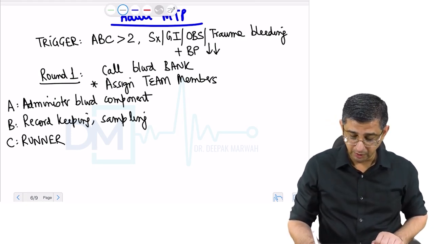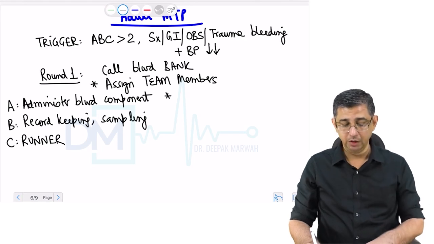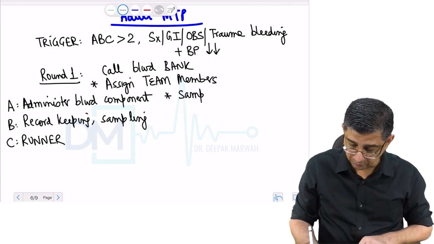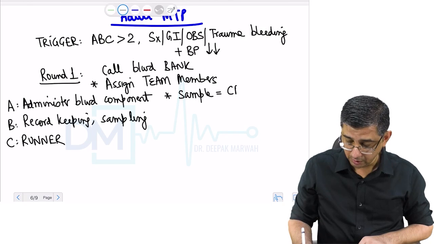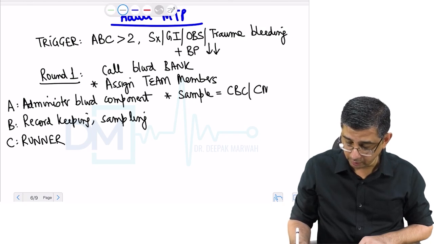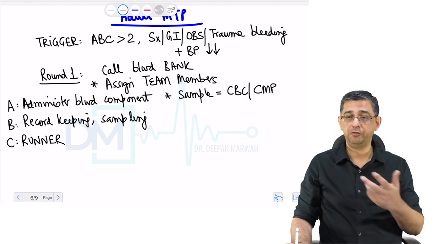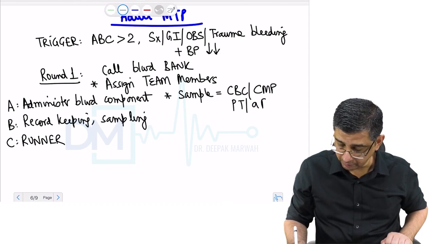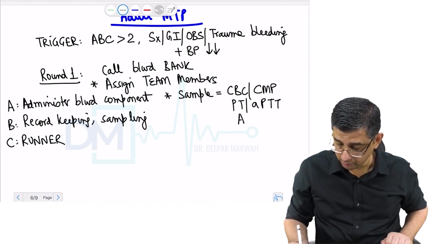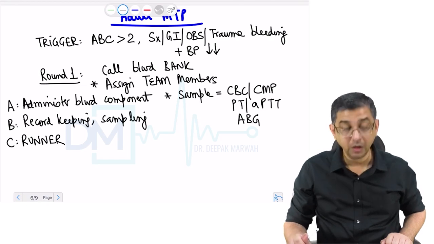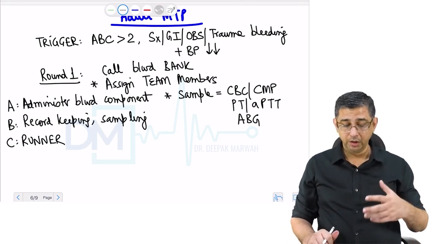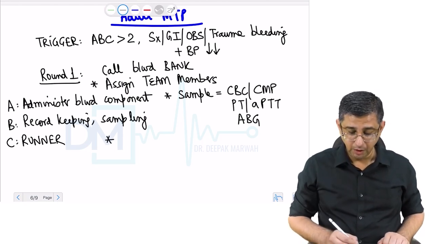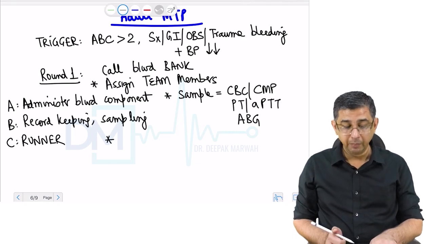After that, I will ask team member B, who is also responsible for sampling, to draw a blood sample of the patient for the following things: complete blood count, complete metabolic profile. Metabolic profile would mean LFT, KFT of the patient, coagulogram, that is PT and activated partial thromboplastin time, and an ABG of the patient from the radial artery, so that we can know regarding the metabolic acidosis component of the patient.